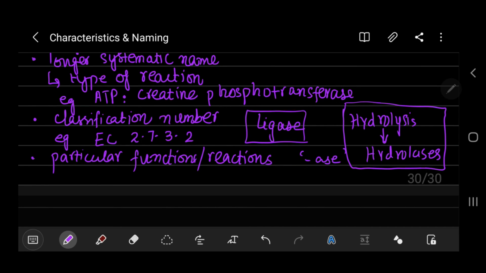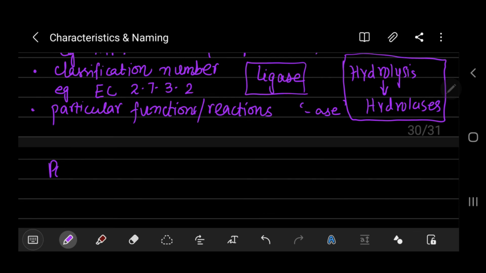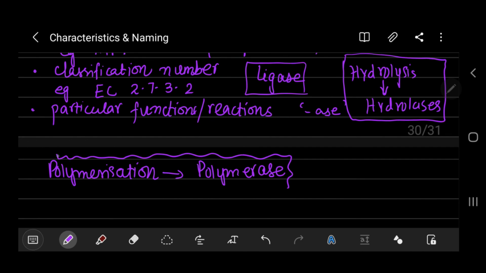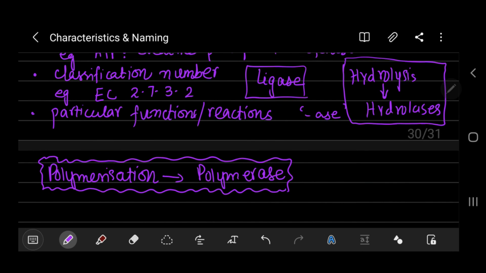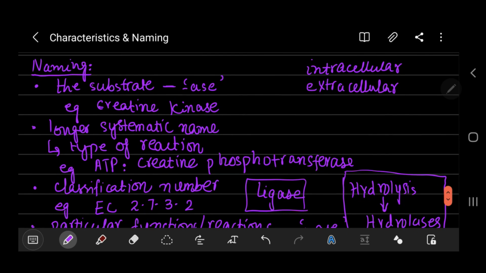This is for hydrolysis reactions, and we also have polymerization reactions. For polymerization reactions, the enzymes are generally called polymerase. Similarly, according to different reactions, you can name these enzymes. So there are quite a number of ways to name enzymes.